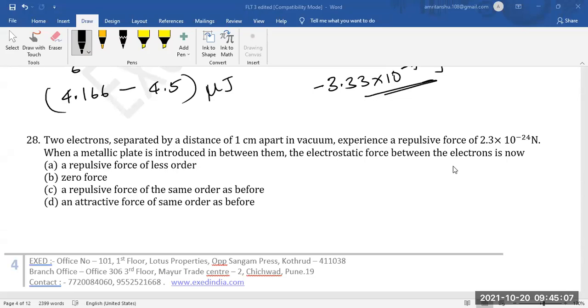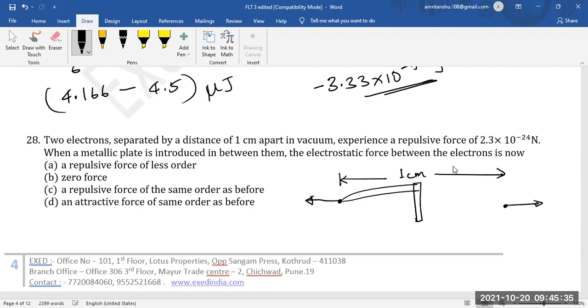So question number 28, two electrons, they're separated by some distance d. Okay, that's some distance, let's say 1 centimeter apart, and they experience some repulsive force. So let's say this is 1 centimeter apart. Now when you put a metallic plate between them, what is going to happen? So metallic plate will do what? It will not allow this electric field to go through itself. Correct. So what will happen?